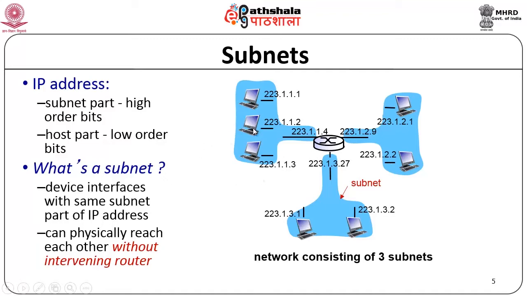Okay, so what exactly is a subnet? You can look at it typically as something which interfaces to one part of a router, and for which the initial part of the IP address is all the same. Physically you can also look at it as a network which, if you disconnect it from the intervening router, will still be physically connected to each other. That is typically how we identify or designate these subnetworks.